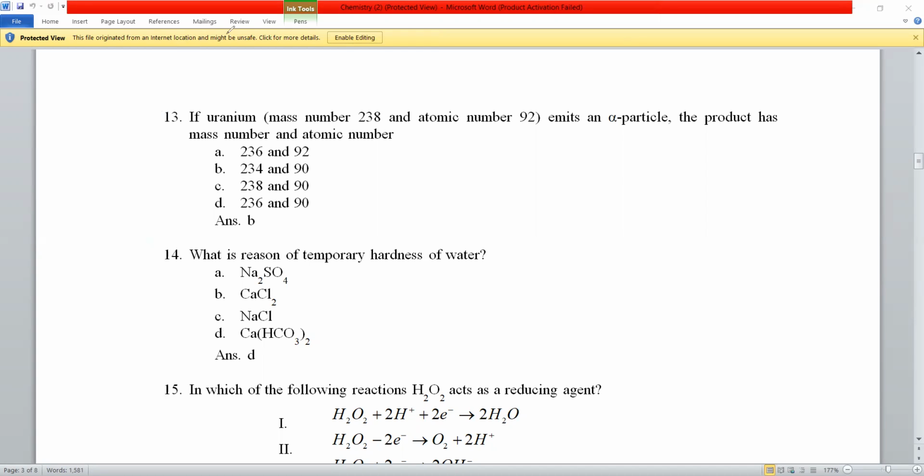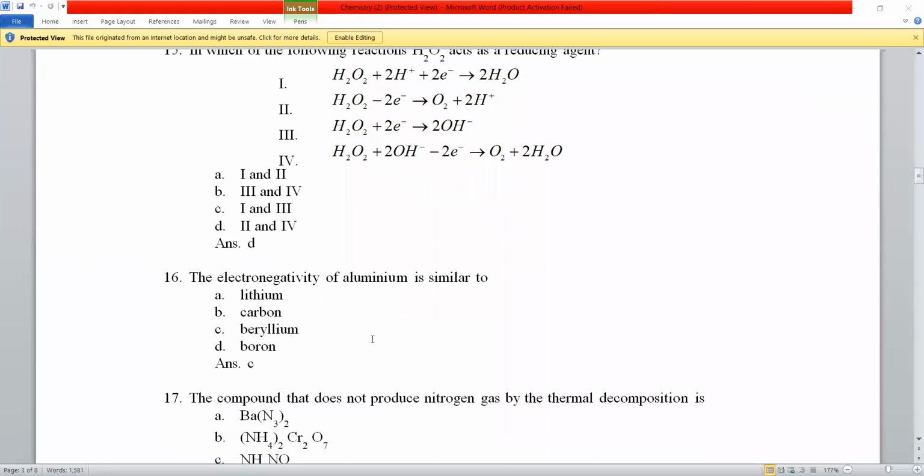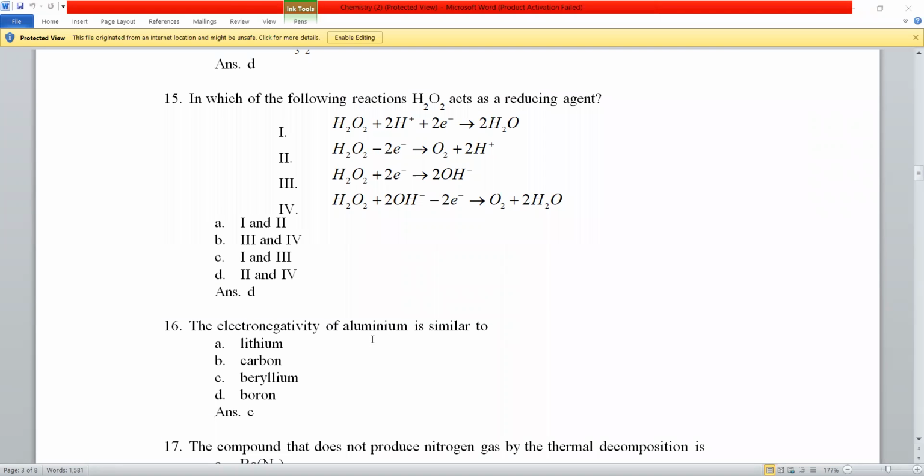Question number 15. In which of the following reactions can H2O2 act as a reducing agent? Acting as a reducing agent means it undergoes oxidation. Suppose H2O2 is converted to H2O. The oxidation state here is -1 and here it is -2. From this place to this place we can observe it is undergoing reduction, so we call this an oxidizing agent. So this is not correct.